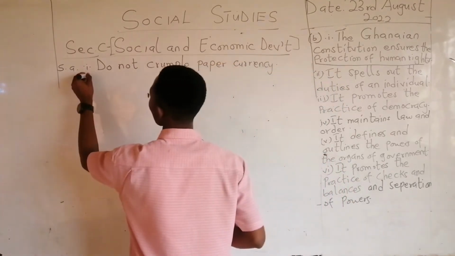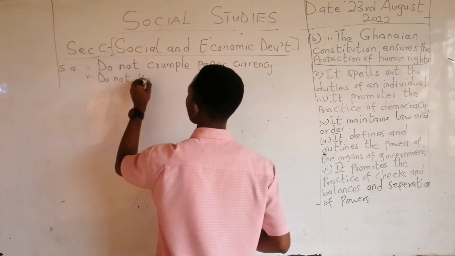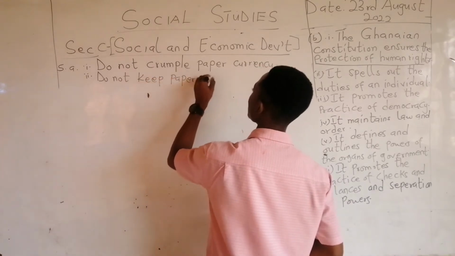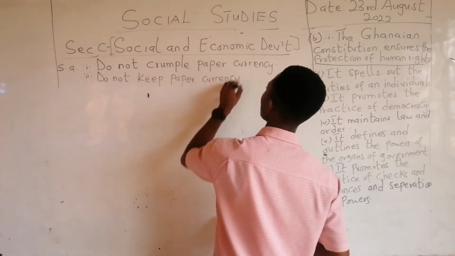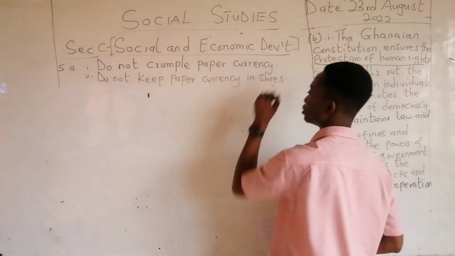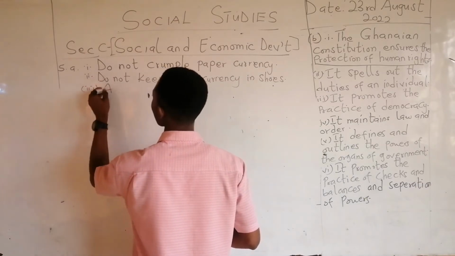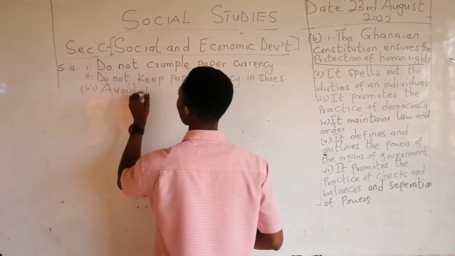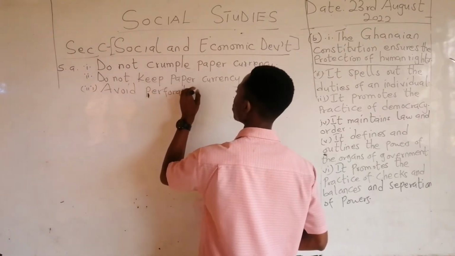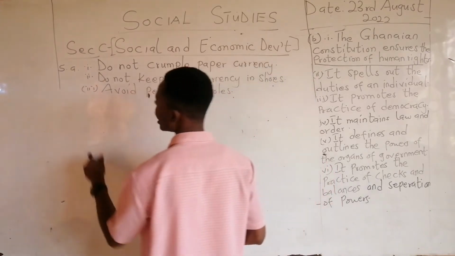2, do not keep paper currency in shoes. Okay, if you didn't keep them in shoes. 3, avoid perforating holes in them. Perforating means making holes.